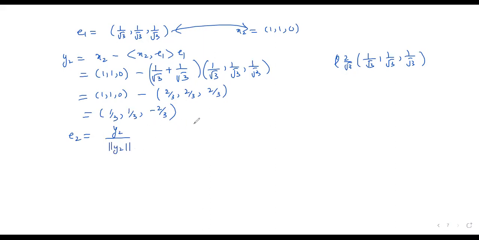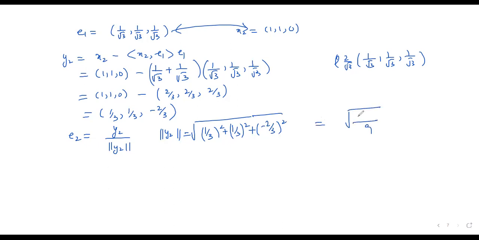So the norm of y2 will be the square root of 1/3 squared plus 1/3 squared plus minus 2/3 squared. That will be root of 9 below, and inside remains 1 plus 1 plus 4, so that is 6/9, which is root 2/3. So what you do is take 1 by that, so it would be root 3 by root 2 multiplied by y2, that is 1/3, 1/3, minus 2/3.